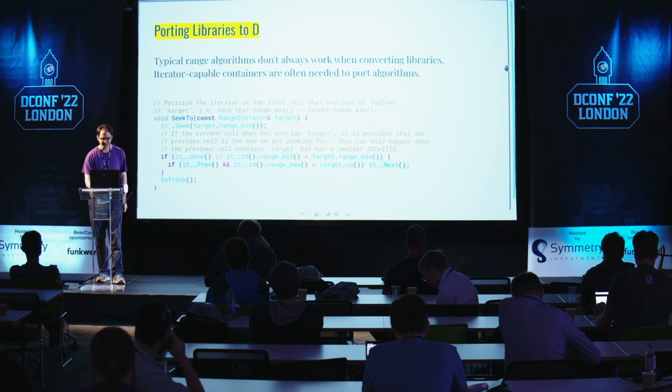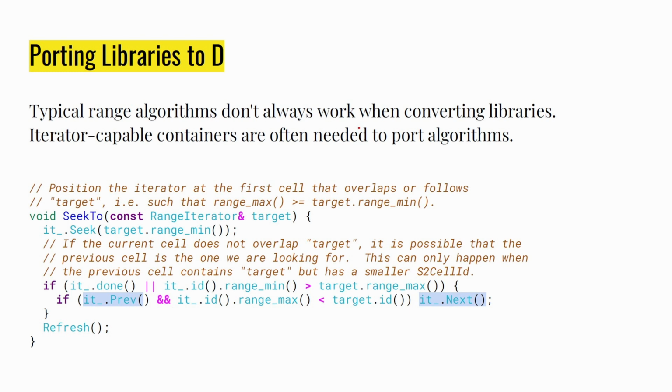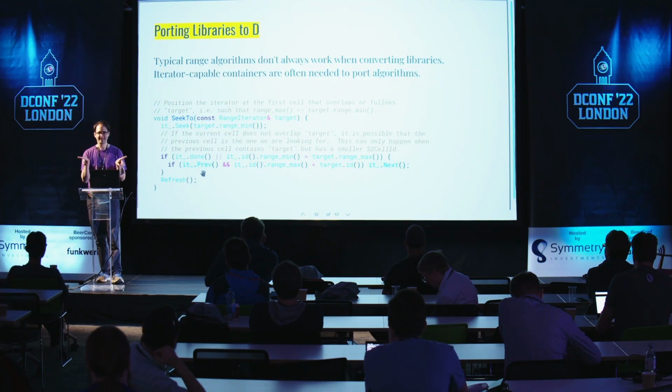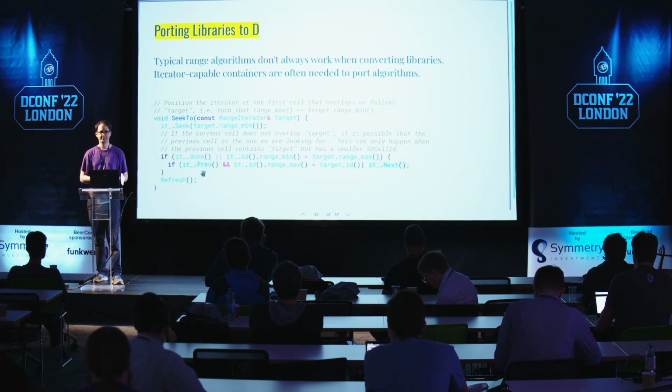So here's a little tiny example of one of the things that becomes a little trickier. This is from a C++ library, and it has this function seek2. It's iterating through something that has a range iterator, and it's referencing the previous element and the next element. The rest of the code is irrelevant, but the fact that it's taking a data structure and looking in both directions is actually a little bit hard to do using the standard library in D, because the standard library in D is built on ranges.